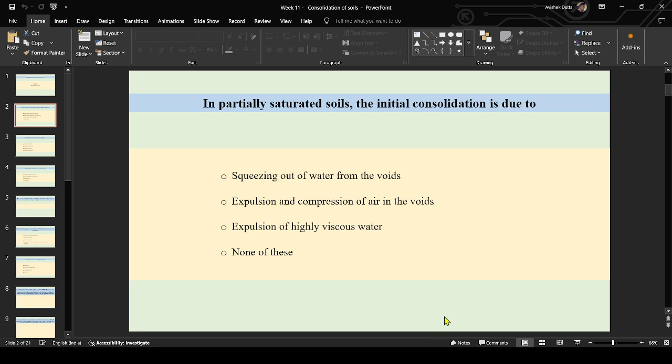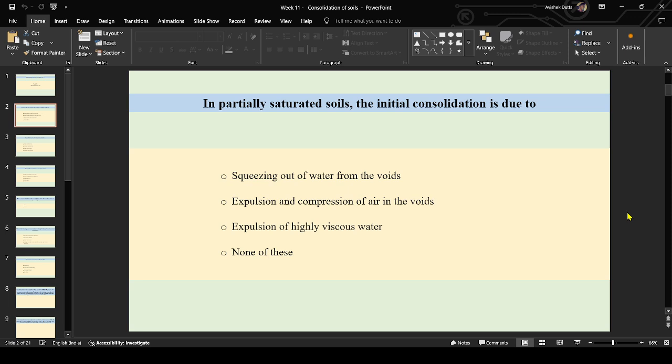I repeat the question. In partially saturated soils, the initial consolidation is due to: first option, squeezing out of water from the voids. Second option, expulsion and compression of air in the voids. Third option, expulsion of highly viscous water. And last option is none of these.